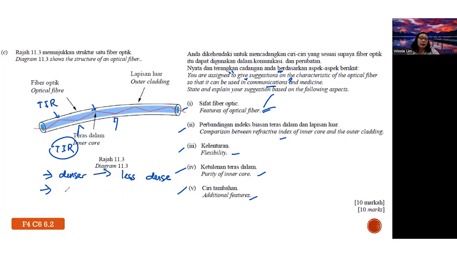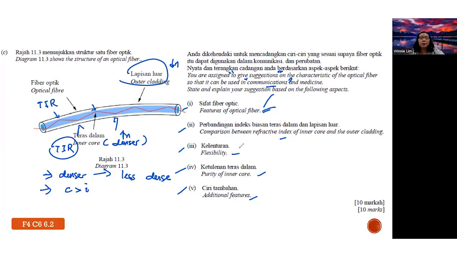Then another one, the critical angle must be more than the incident angle of the material. So the refractive index between the inner and outer: the inner will be denser, which is a higher refractive index, while the outer layer has to be a lower refractive index. Why? So that total internal reflection can occur. If it is the other way around, then you cannot have total internal reflection.